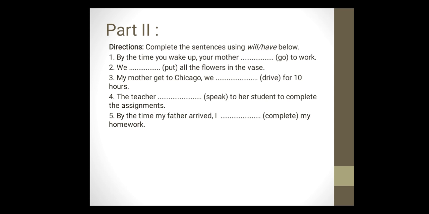Part 2. Part 2 of my unit test is about completing the sentences using will or have, which are included in future perfect tense. And why I choose this kind of test is because I want my students to use their minds to think about the previous material that I have explained before, so that they can do it on their own and finish the test.